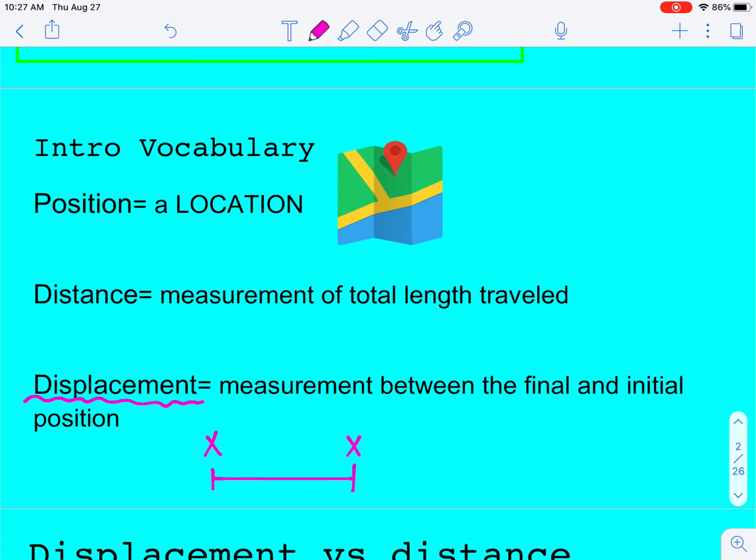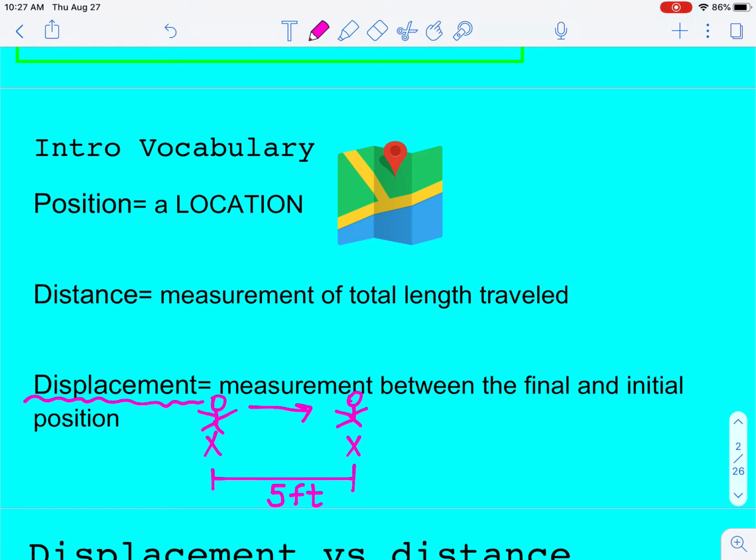Okay, so maybe you started out here. You then walked 5 meters, 5 feet, whatever it may be, and this is where you ended. What's your displacement? Well, it would be that measurement between, let's say, 5 feet. In this same case, what's your distance? Well, it's the same thing. It's a measurement of your length traveled. It's 5 feet.